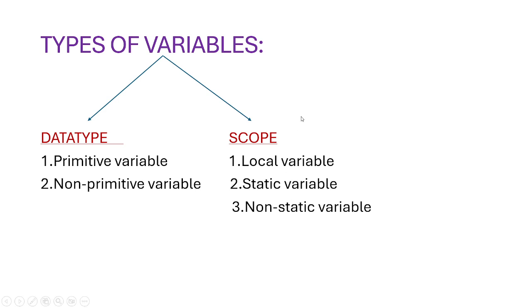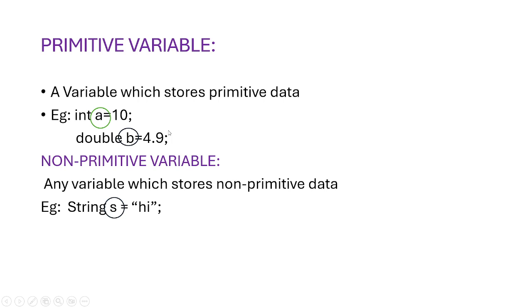And then let us see the types of variables. Based on data type we have two types of variables, that is primitive and non-primitive variable. Based on scope we have local variable, static variable, and non-static variable. So let us see them one by one.